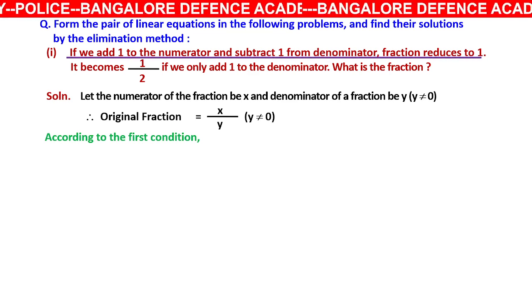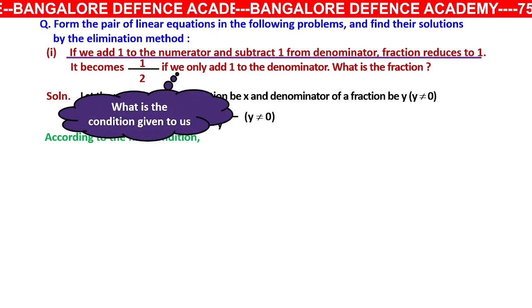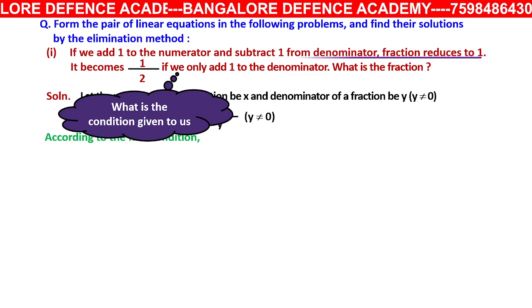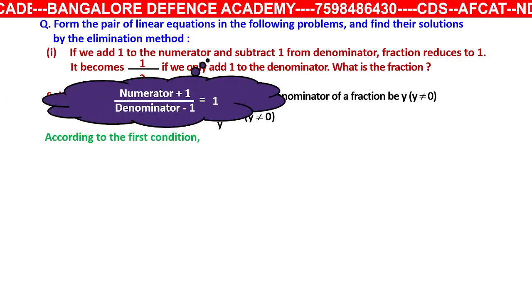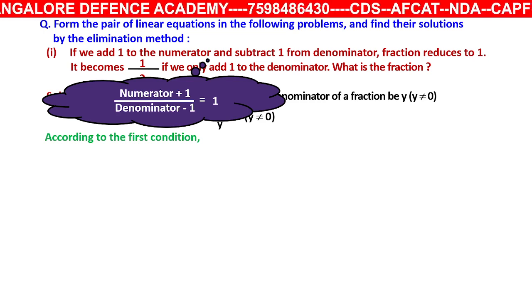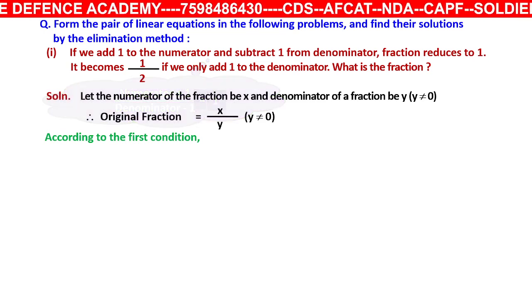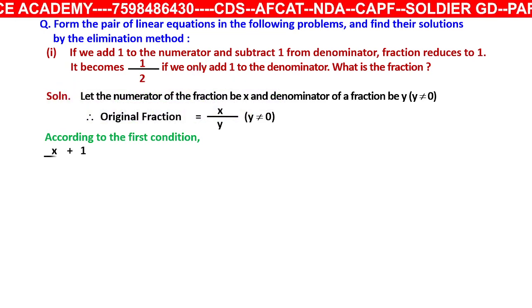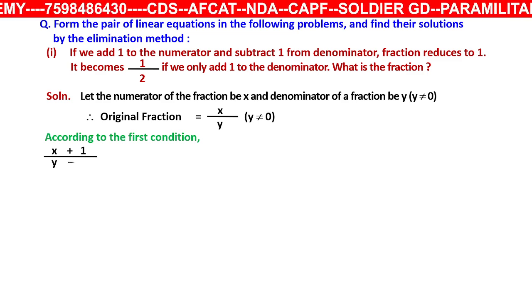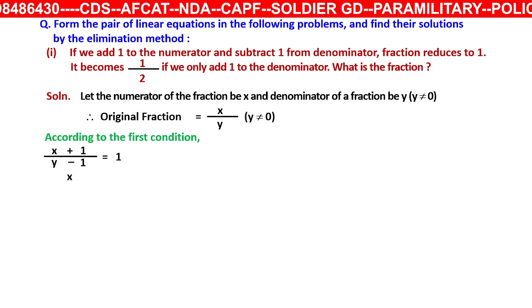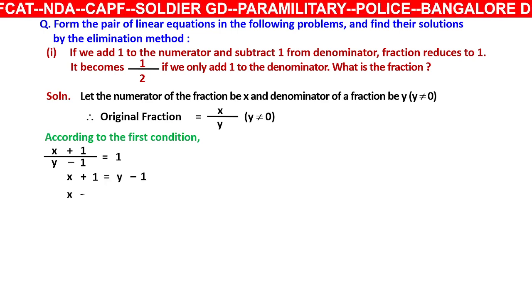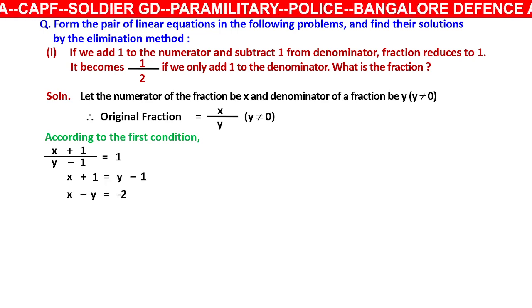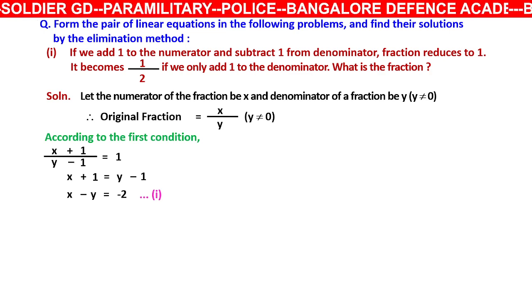According to the first condition, if we add 1 to the numerator and subtract 1 from the denominator, I get the answer as 1. So the first equation I write: x plus 1 divided by y minus 1 is equal to 1. So x plus 1 is equal to y minus 1, or this becomes x minus y is equal to minus 2. So this is my first equation.